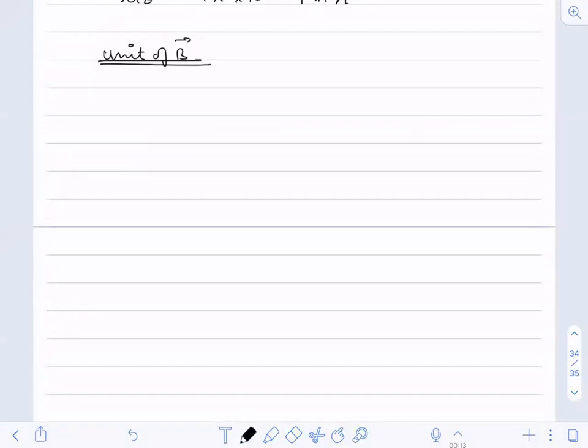Just see here. I can calculate the magnetic field unit using the force equation also. So what is force? Force on the moving charge. What did we write? QVB sine theta. This is what we wrote. So for magnetic field, what will I write? F divided by QV sine of theta.